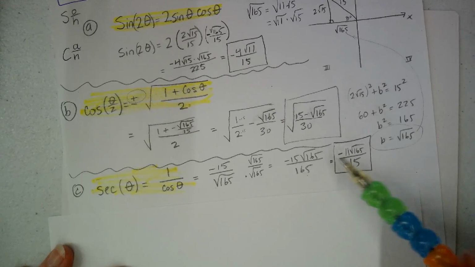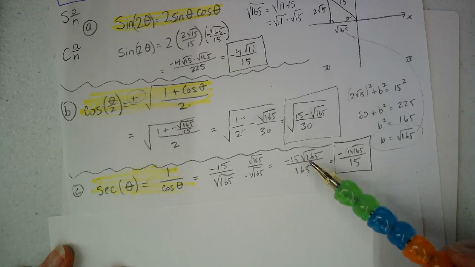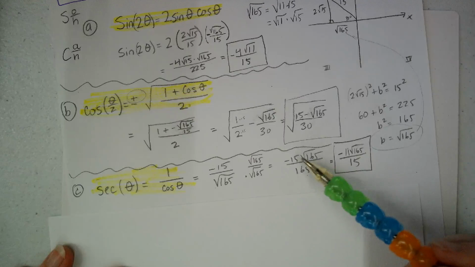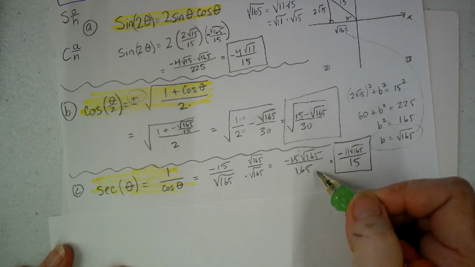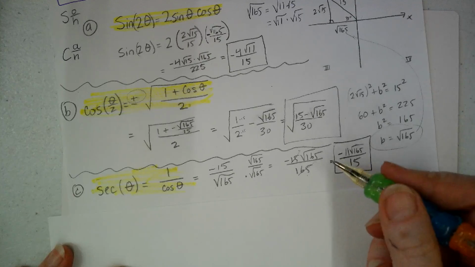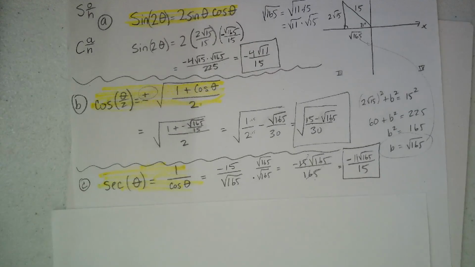it turns out that 15 times, remember I said 15 times 11 equals 165, so the 15 cancels out, and that becomes, wait, hold on a second. It should be root 1. Oh no.